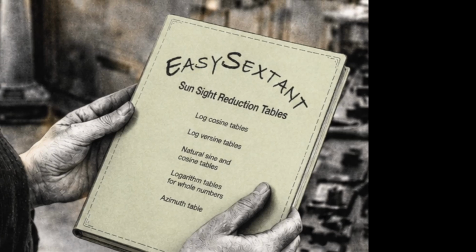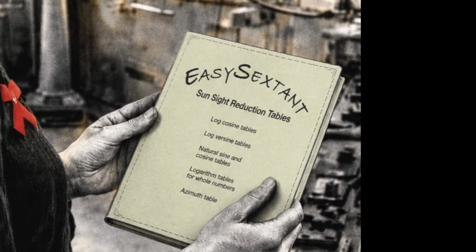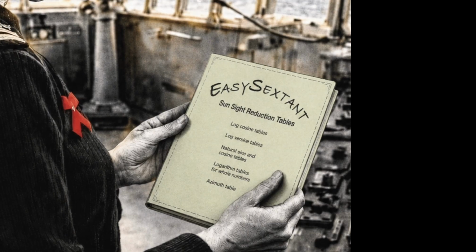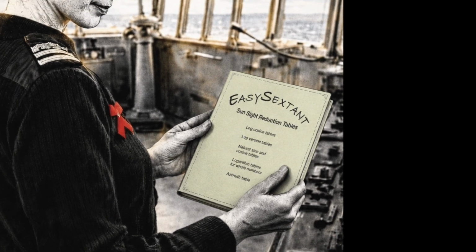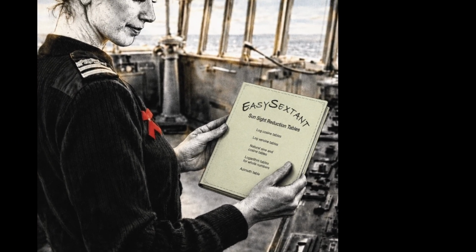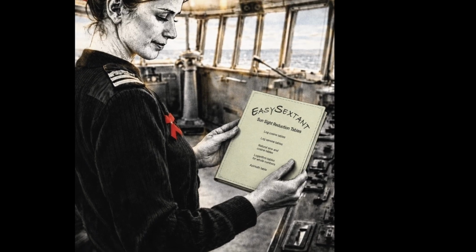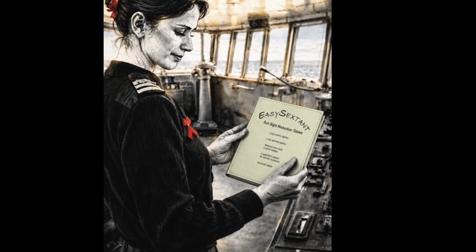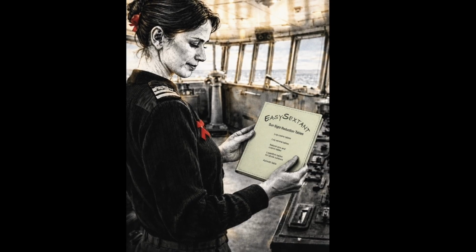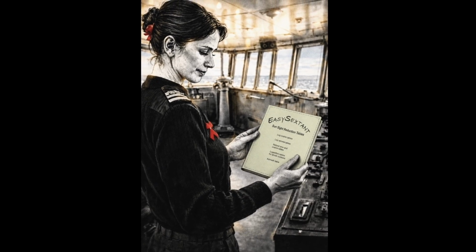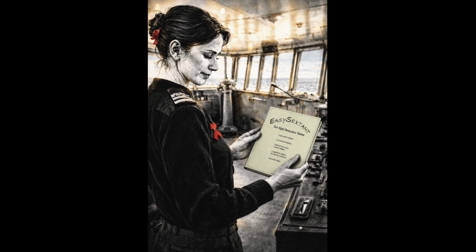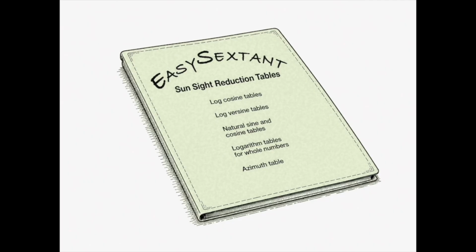Although the Easy Sextant sun sight tables were developed to cover the complete sun sight reduction process, this video focuses exclusively on one step: determining the sun's computed altitude, Hc, without the use of a calculator. All the other, more traditional steps involved in calculating a line of position are explained on the Easy Sextant website.